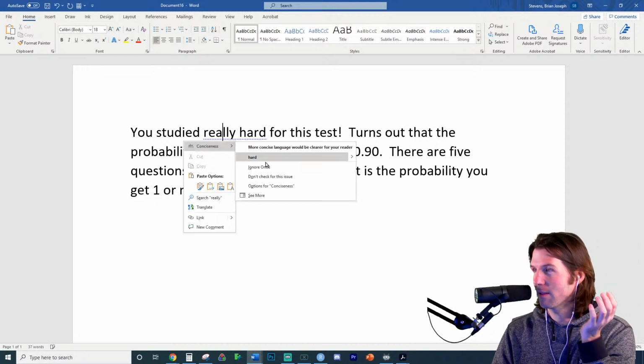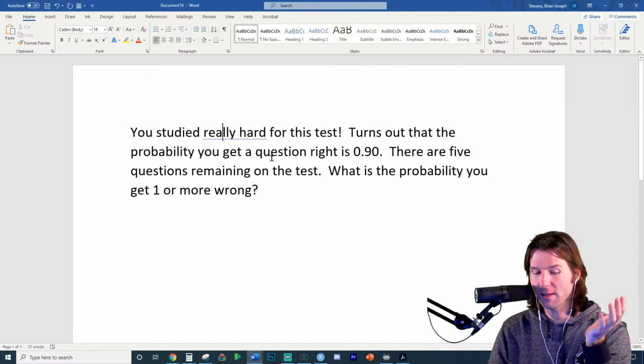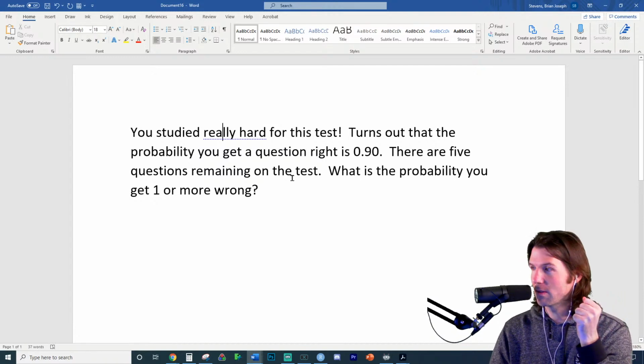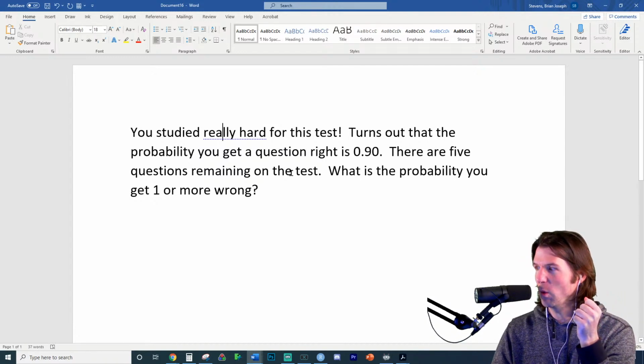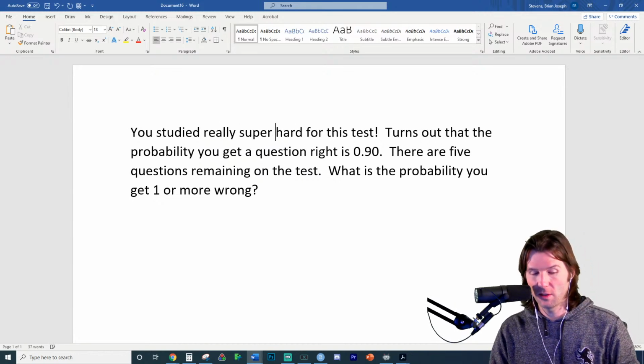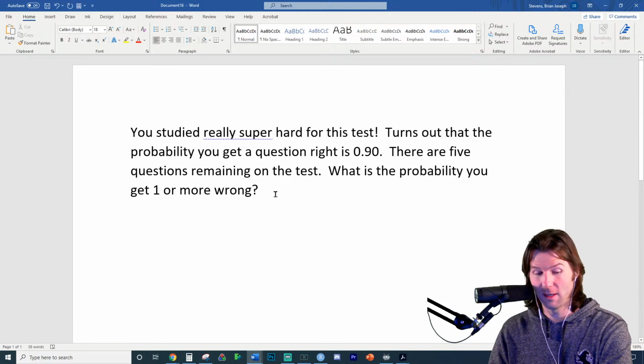Why is it not like adjectives? I don't know. It wants to delete those all the time. The world is removing adjectives. Really super hard. Guess what? You get another adjective. Yeah, of course you're going to do that.